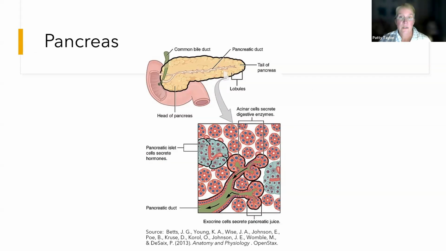Our next organ is the pancreas. The pancreas sits behind the stomach. It's a triangular shaped organ and it has two purposes. It plays a role in the digestive system and it also serves as an endocrine organ. Since our focus right now is to look at the pancreas as an endocrine organ, we'll zero in on looking at those pancreatic islet cells. They're the ones that secrete hormones like insulin and glucagon. Those two hormones are antagonists that help to regulate blood glucose levels.